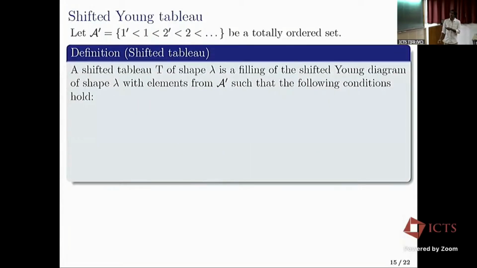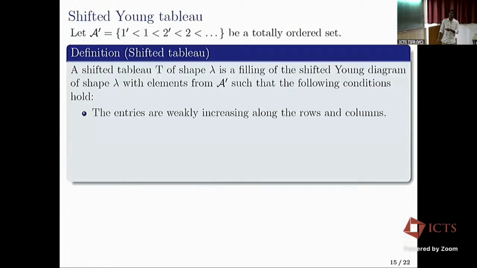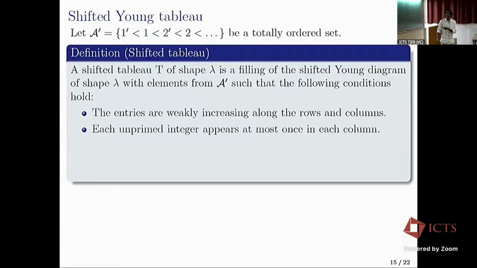Okay, so what's the shifted tableau? It's essentially an analog of a semi-standard tableau, which is that you take a Young diagram of a strict partition lambda, or shifted Young diagram of a strict partition lambda, and you fill it with the entries in the set A prime, with the following conditions. The entries along the rows should be weakly increasing, and along the columns it should be strictly increasing. Sorry, my bad. Along the rows it should be weakly increasing as well as along the columns.